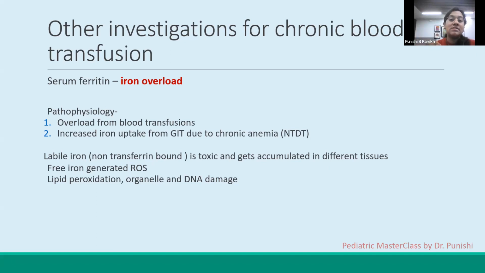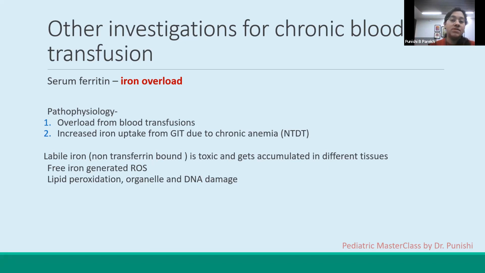It releases your free radicals and your reactive oxygen species. It leads to lipid peroxidation, DNA, and organelle damage. And that's the reason why iron overload is so toxic and can lead to a variety of side effects. So iron predominantly starts getting deposited in the liver, followed by the heart, the endocrine organs, so pituitary, parathyroid, and then following which you have other complications of iron overload.